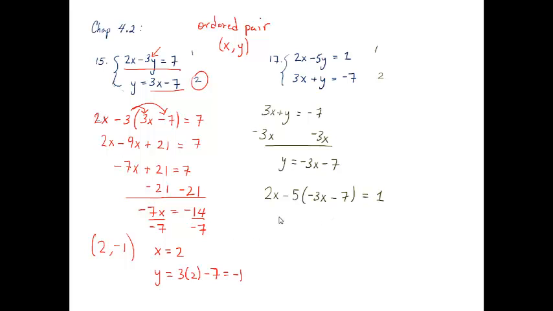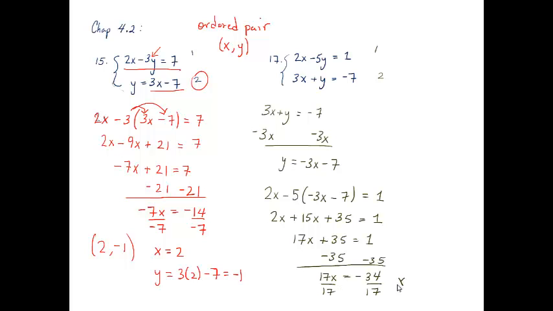And now I get to solve for x. So I have 2x plus 15x plus 35 equals 1. Again, put your x's together. 17x plus 35 equals 1. And let's solve for x. I'm going to subtract 35. And I end up with 17x equals negative 34. And then I'm going to divide by 17. And I end up with x equals negative 2.